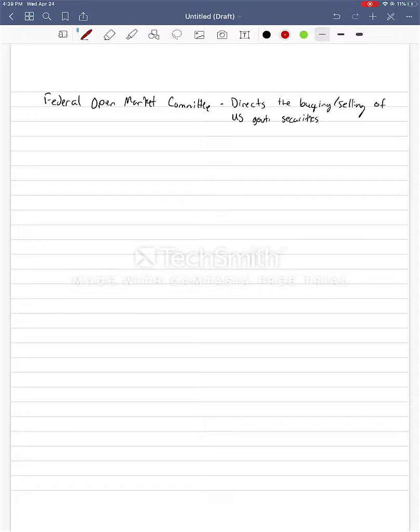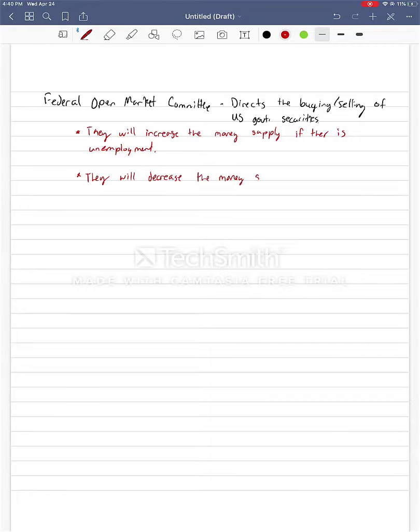So what's really important about this committee is that they're going to increase the money supply if there is unemployment, and then they'll decrease the money supply if there is inflation.